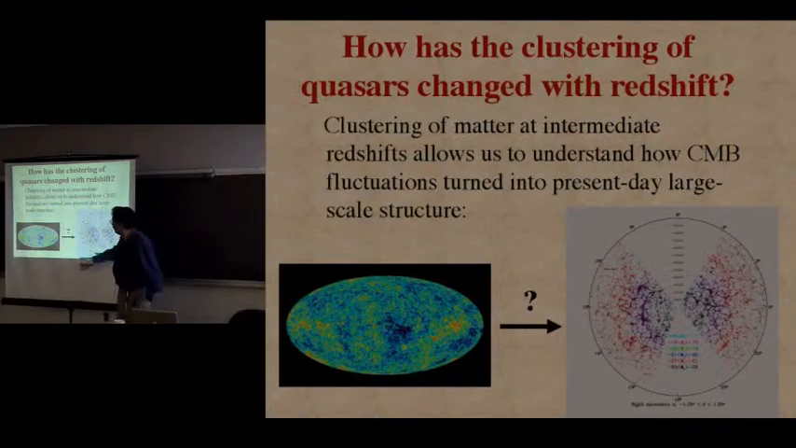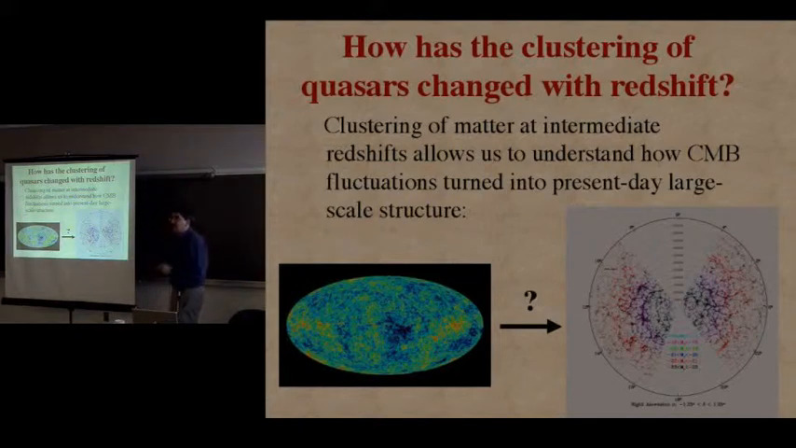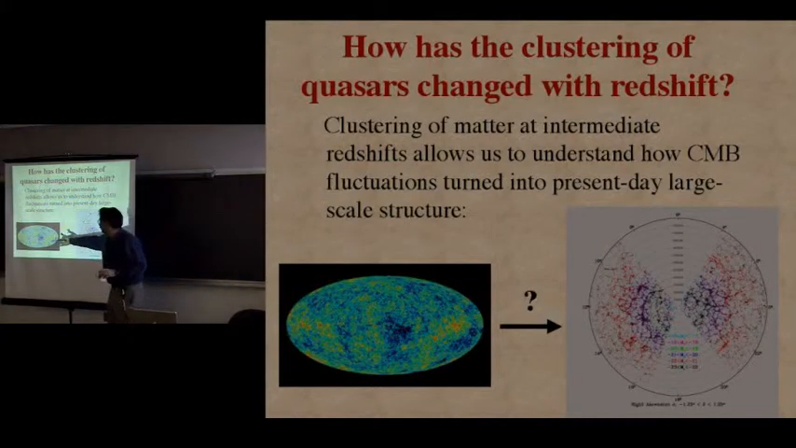We look at the cosmic microwave background. We see these incredibly subtle fluctuations at the level of 1 part in 10 to the 5th. We look at the present-day universe. Here's a pie diagram of the large-scale structure as measured by SDSS galaxies. We see this tremendous amount of highly structured universe. And we want to ask the question, how is it that the universe made the transition from almost perfectly smooth to this very clustered state today?